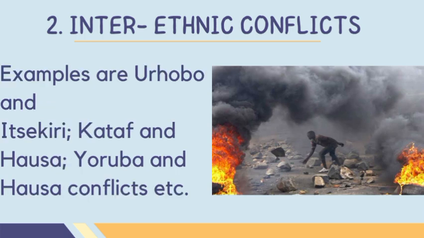Now, examples of inter-ethnic conflict are Urhobo and Itsekiri, the Yoruba and Itsekiri, we have the Kataf and Hausa, we have Yoruba and Hausa conflicts. So all these are conflicts between two or more ethnic groups.